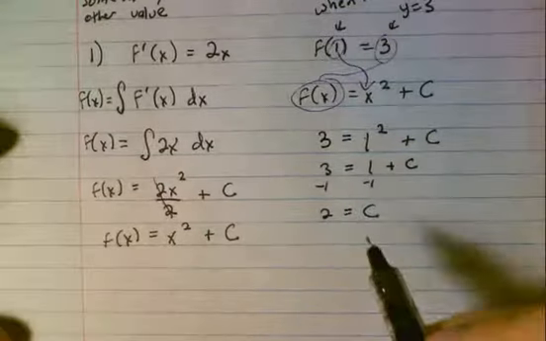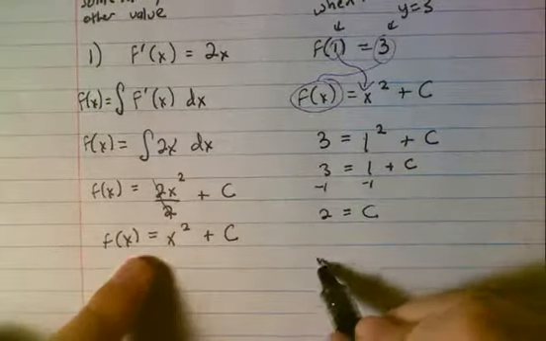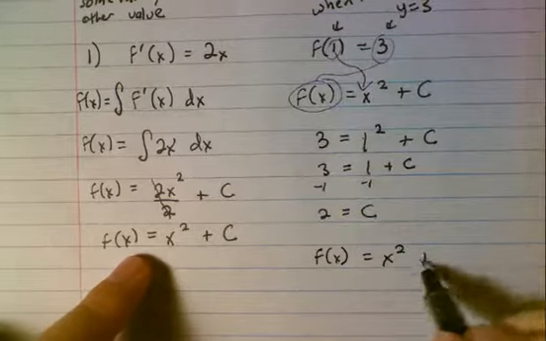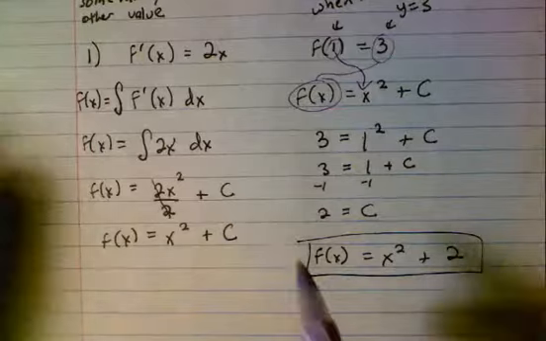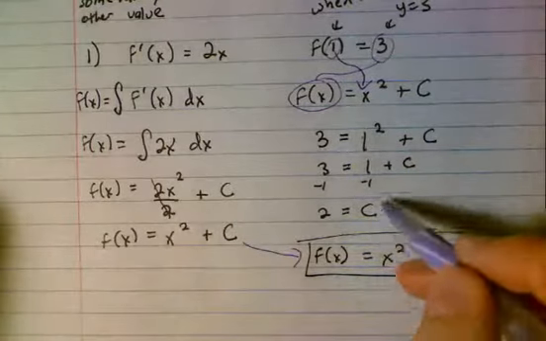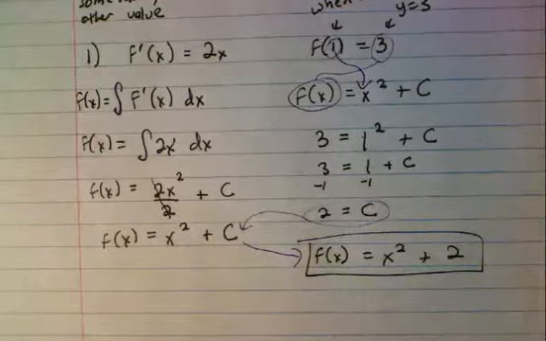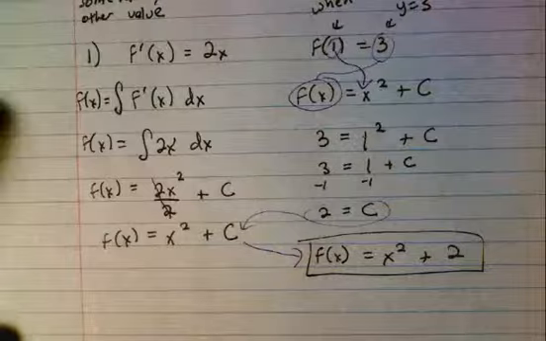This is not our final answer. Our final answer is to write the whole thing out again: f of x equals x squared plus 2. This piece came over here, and then this 2 went in for c. So it's the same thing that we've done before, there's just this little bit of substitution at the end.